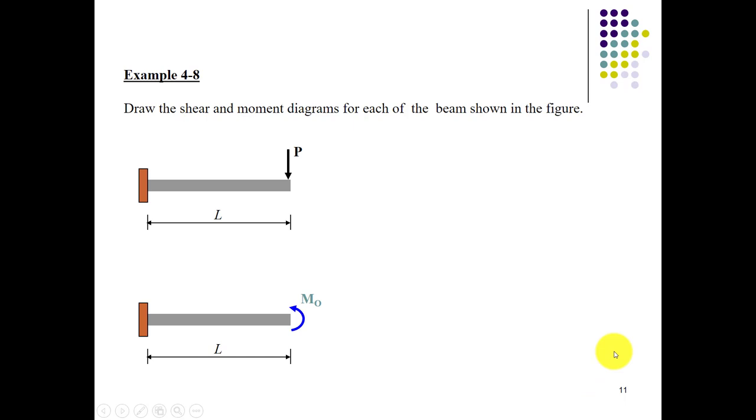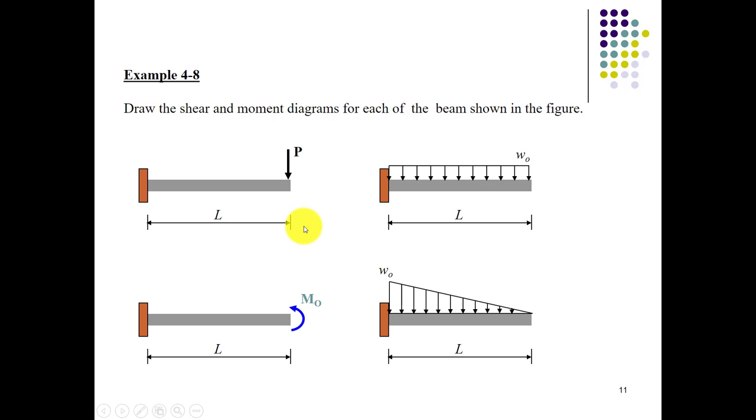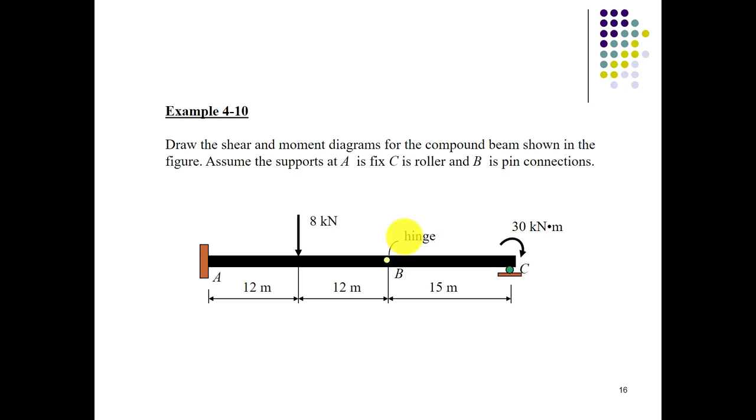Likewise, you can determine the shear force and bending moment for these simple beams. I am going to leave all these examples for you people to solve on your own. So I will solve this last example in which the internal hinge is introduced at point B. So you have to draw the shear and moment diagram for a compound beam shown in the figure.